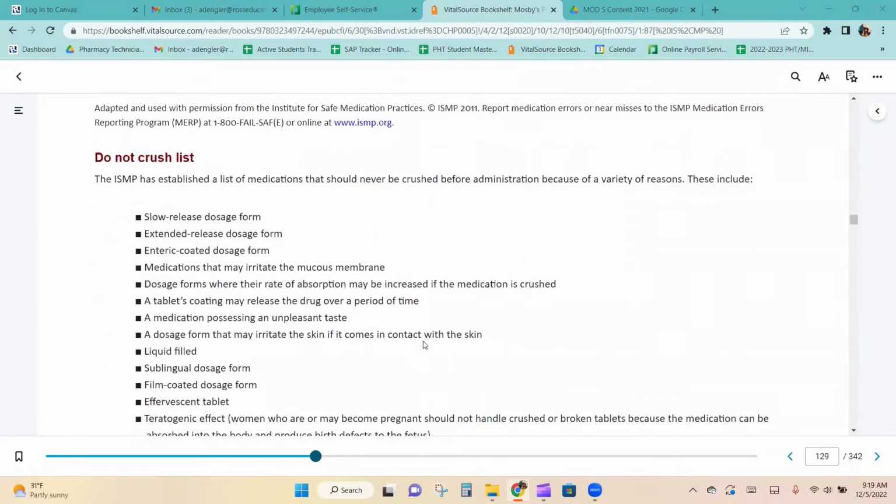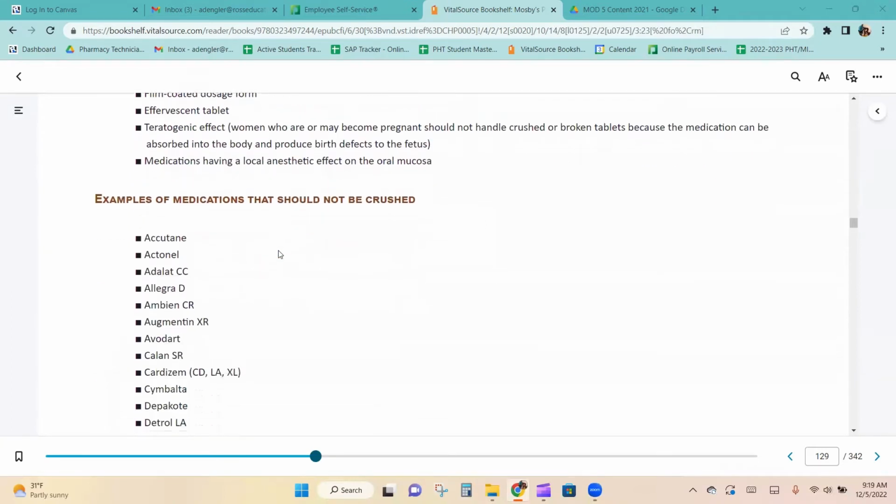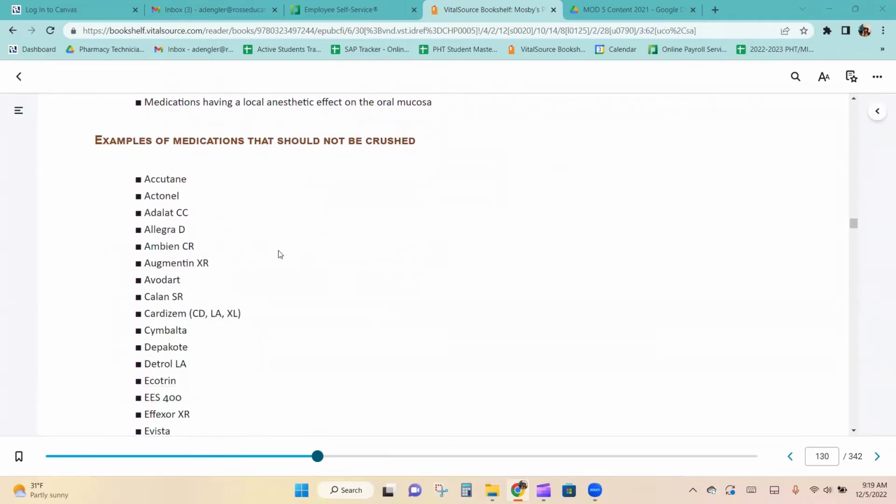Then we have a do not crush list. So we should not crush slow release dosage forms, extended release dosage forms, enteric coated dosage forms, sublingual dosage forms, and many more. Read through those. And here are examples of medications that should not be crushed.